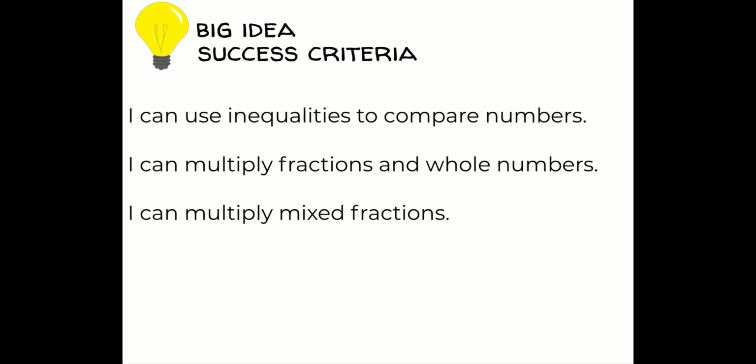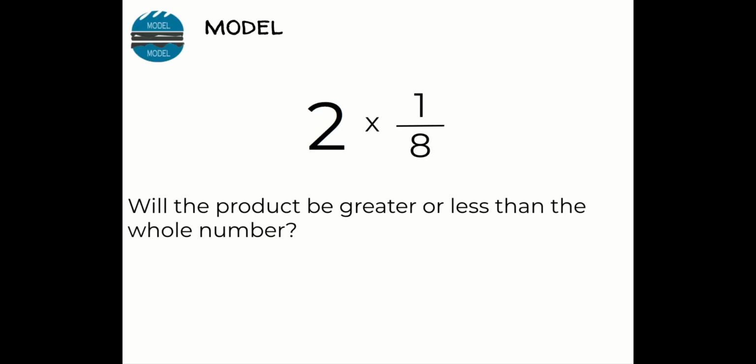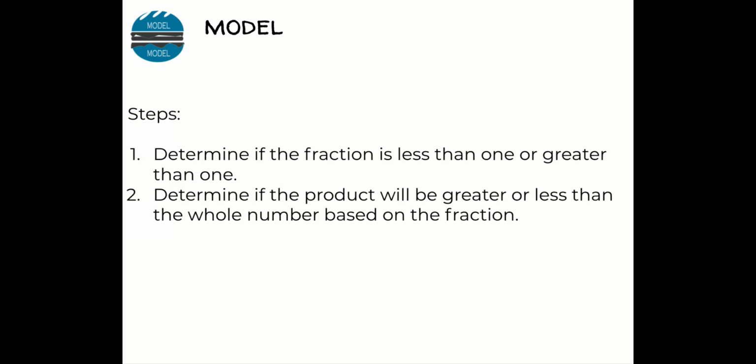This is the success criteria that's going to help us today as we answer a few questions. So let me show you how we're going to use that big idea to help us answer these questions. We need to determine if the product would be greater or less than the whole number, and we're not going to multiply. So I have to ask myself, is the fraction that we're multiplying with less than 1 or greater than 1? In this example, the fraction is less than 1. So I know my product is going to be less than 1.